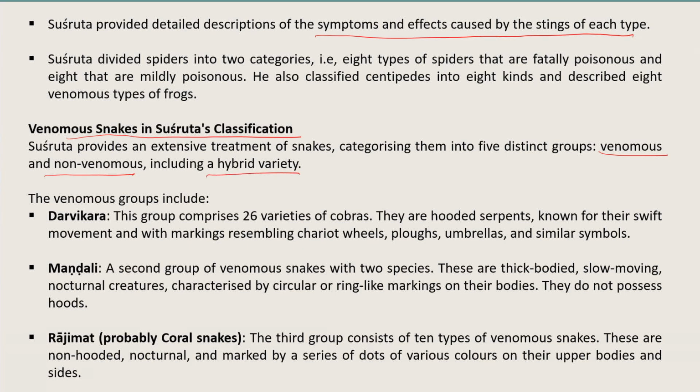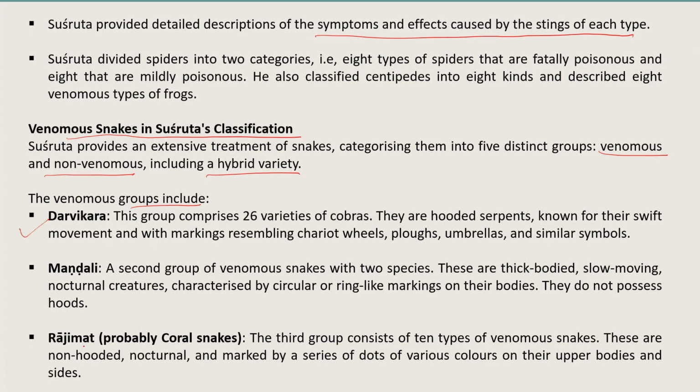The venomous group includes Daravikara. This group comprises 26 varieties of cobras. They are hooded serpents known for their swift movement and with markings resembling chariot wheels, plough, umbrellas and similar symbols. Second one is Mandali, a second group of venomous snakes with 2 species. These are thick bodied, slow moving, nocturnal creatures characterized by circular or ring like markings on their bodies. They do not possess a hood.